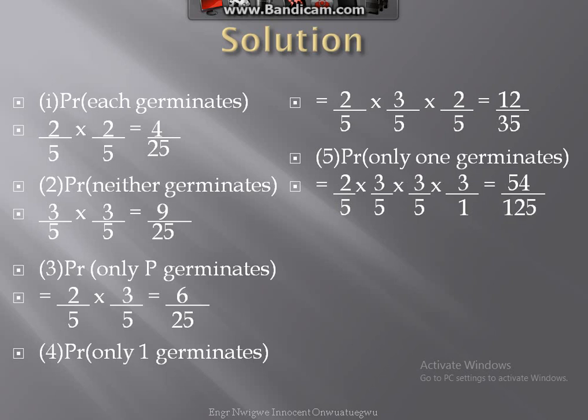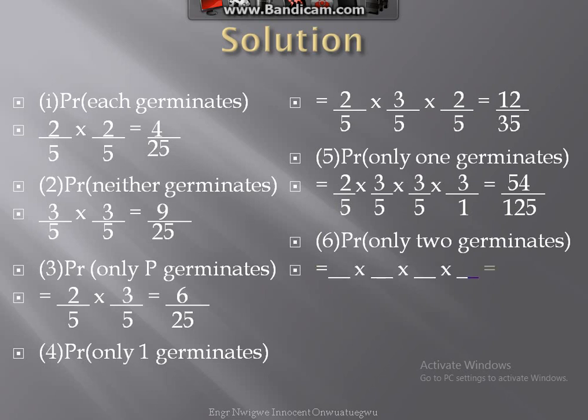For the three seeds R, T, V, only 2 germinate. We have that for 2 to germinate, 1 will not germinate. We have 2 over 5 for one seed times 2 over 5 for another seed times 3 over 5 for the seed that did not germinate, times 3 for the 3 planted seeds. It gives 36 over 125.